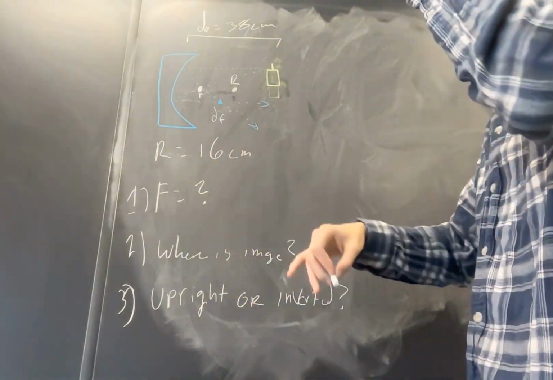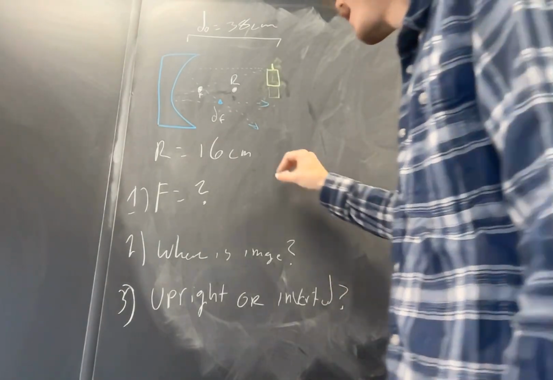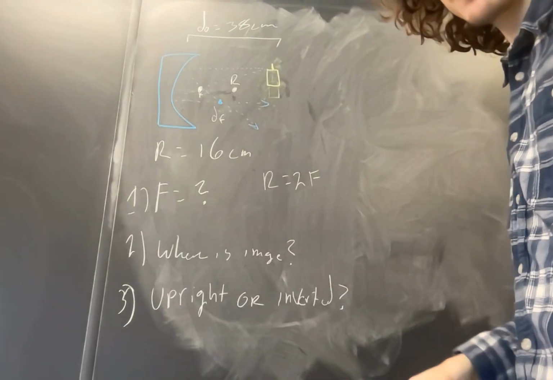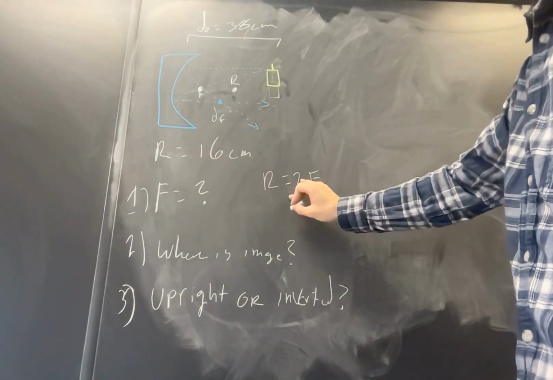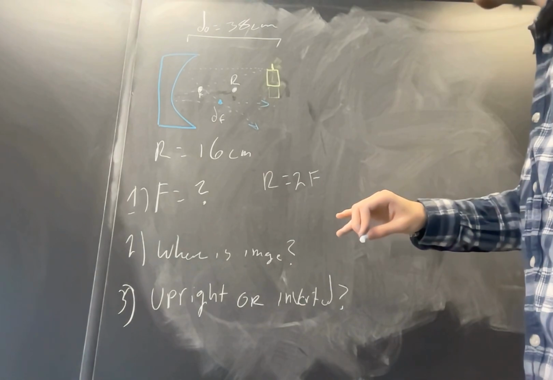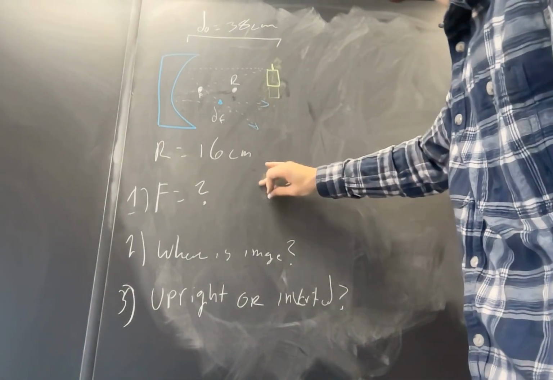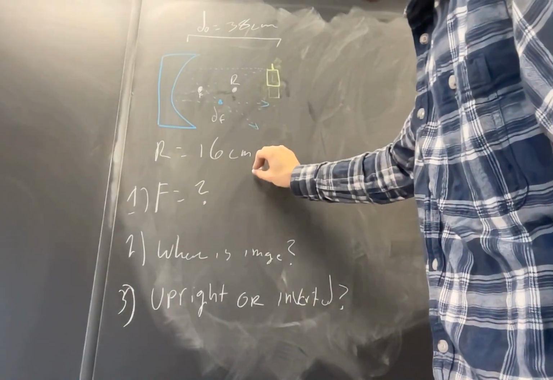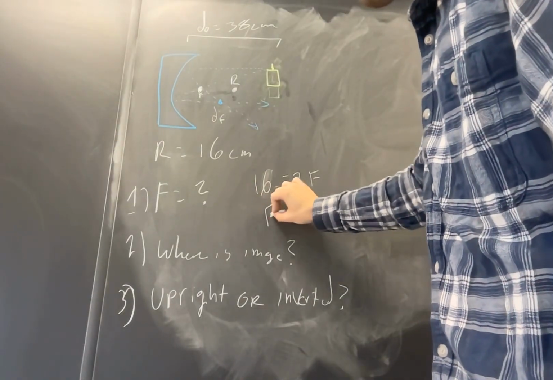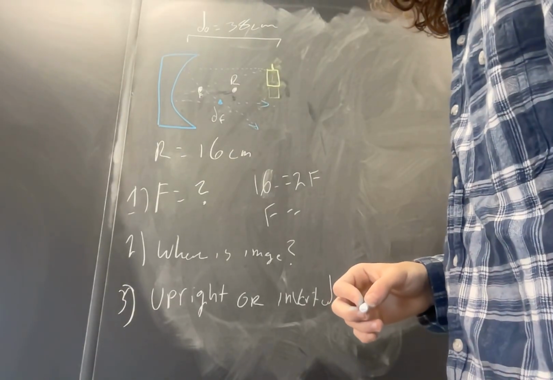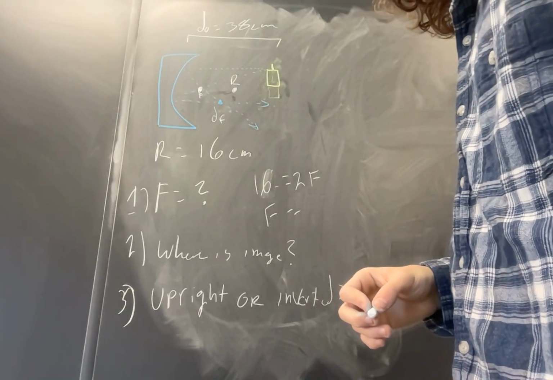So let's solve part one. Where is the focus point? Well, notice that R equals 2F. That's a fundamental law of mirrors, that the radius of curvature equals 2 times the focus point. So if we just do the math, we just divide the radius of curvature, which is 16, by 2. So F is going to equal 16 divided by 2.